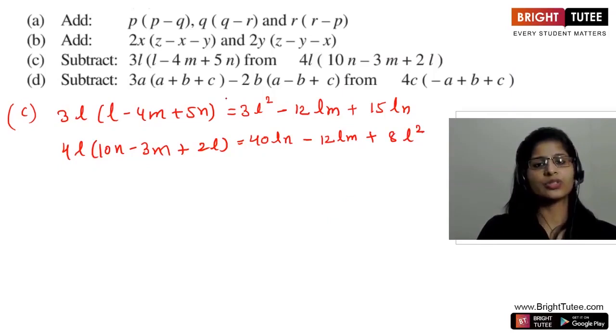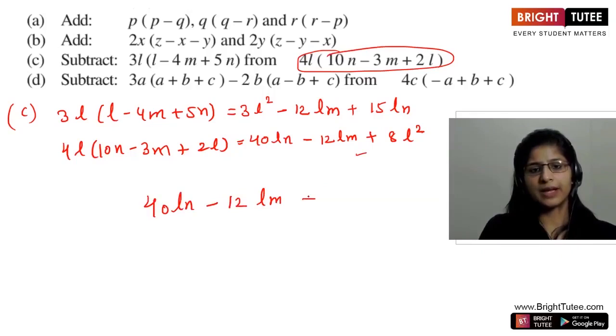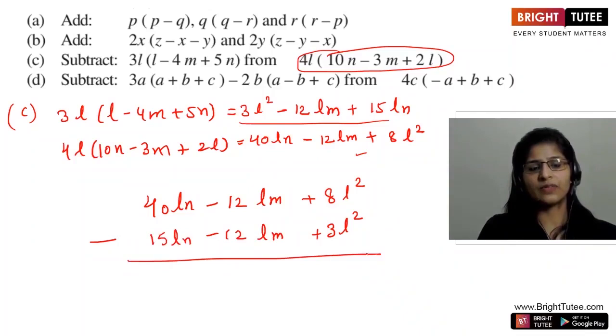Clear? Now we're going to subtract them. So from this we have to subtract. This will be written first: 40ln − 12lm + 8l². From this we have to subtract this one: 3l², it is of plus, okay, −12lm and +15ln. Now when we subtract, the signs change. It will become minus, it will become plus, it will become minus.